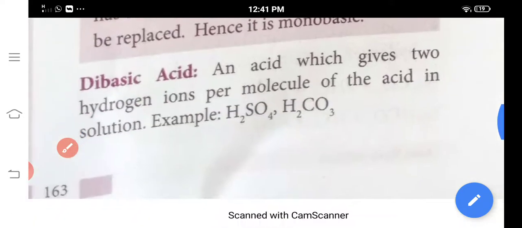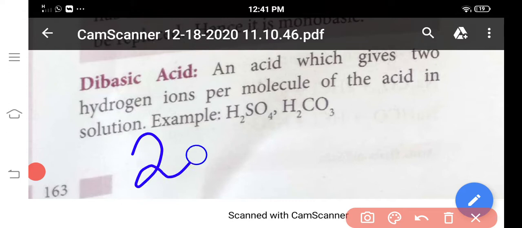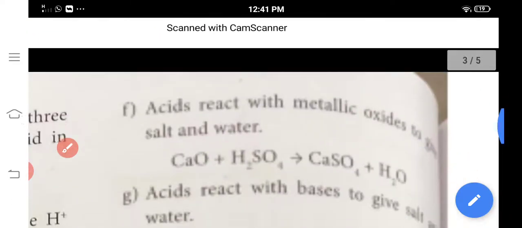The next one, dibasic. Di means 2. The number of replaceable hydrogen atoms is 2. An acid which gives 2 hydrogen ions per molecule of acid is called a dibasic acid. Examples: H2SO4 and H2CO3. The replaceable hydrogen atoms are 2, so this is called a dibasic acid.